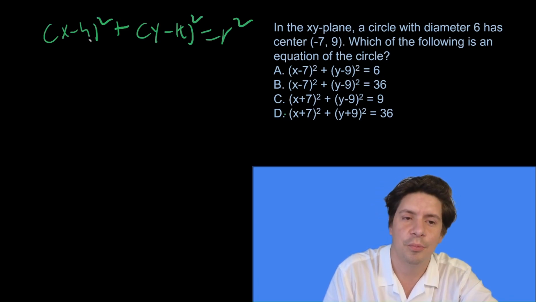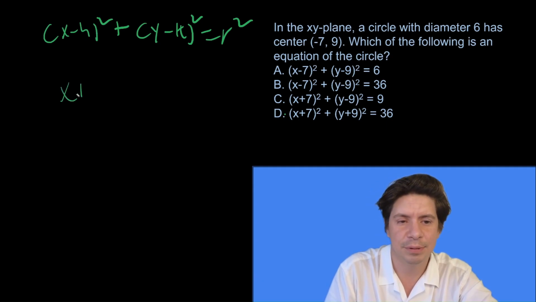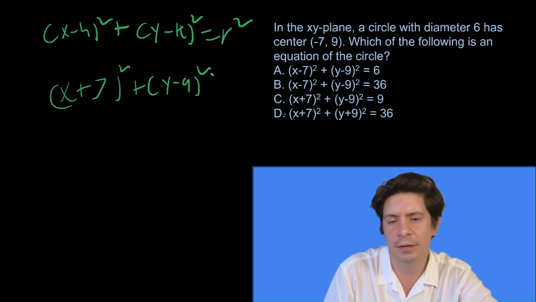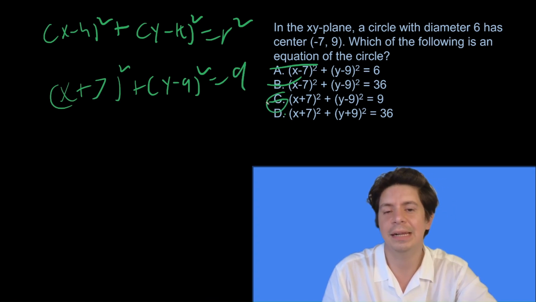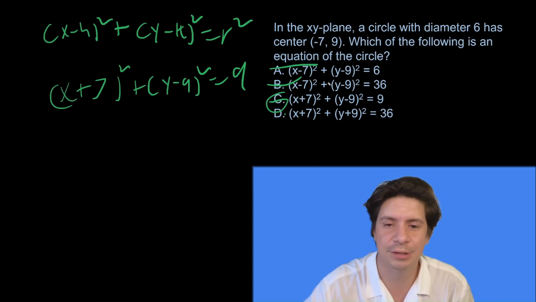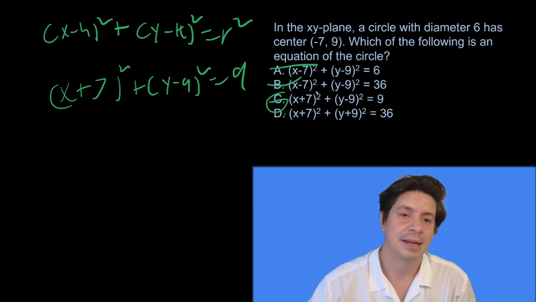h is the x value at the center, k is the y value, so we'd have x plus 7 squared plus y minus 9 squared. We could eliminate A and B. Equals r squared. r will be half of 6, so it will be 3 squared, 9, so our answer will be C. If you use Desmos for this, you would get the right answer, but you'd have to type in A, see it's wrong, B, see it's wrong, and then C, see it's correct. And that's just wasting time.